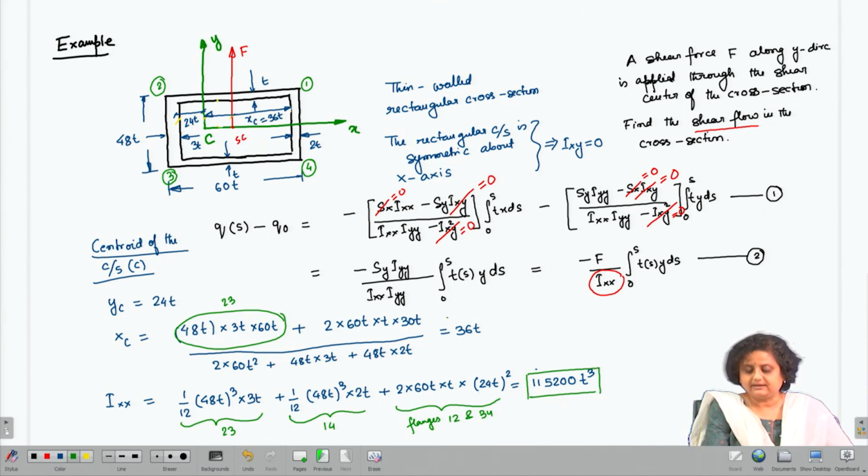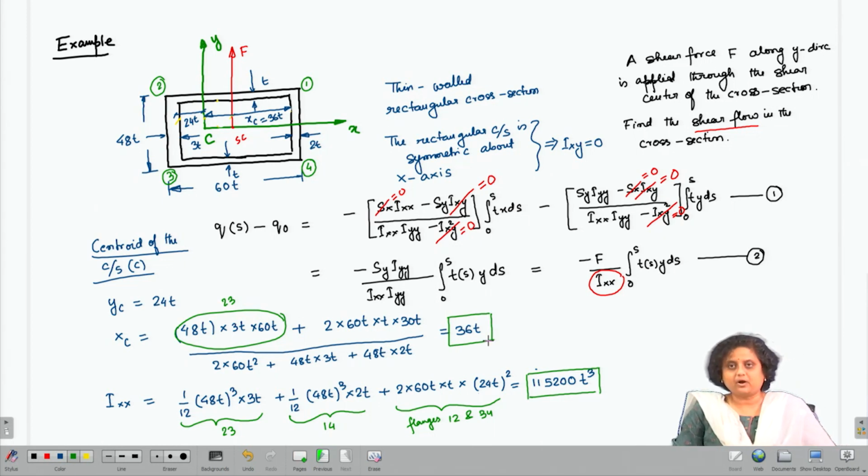So, and XT is given as 36 t. So, we will carry on, this is a lengthy problem, we will be carrying on this problem further in the next lecture and will be solving the problem. Thank you.